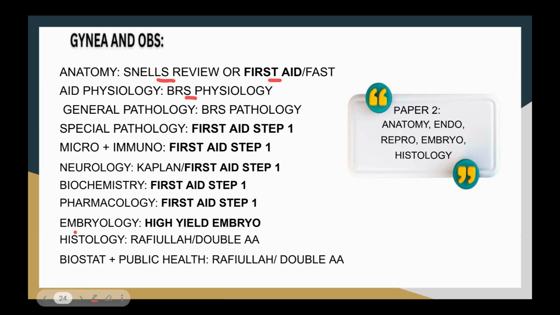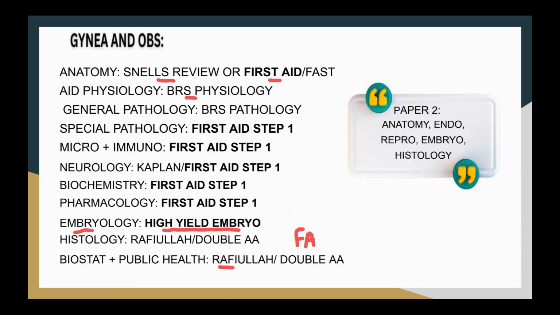Now, regarding embryology, for gynae and obs, high yield embryology is going to be more beneficial as compared to first aid. And try to add all the MCQs which you read from the refula or one-liners on high yield, specifically for the gynae and obs. Similarly, biostats and public health can be either covered from one-liners or from the first aid.